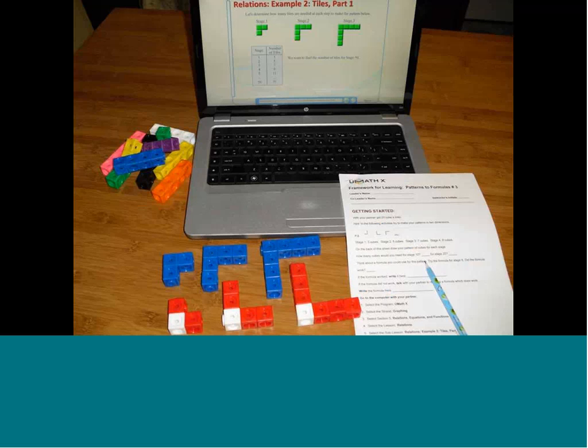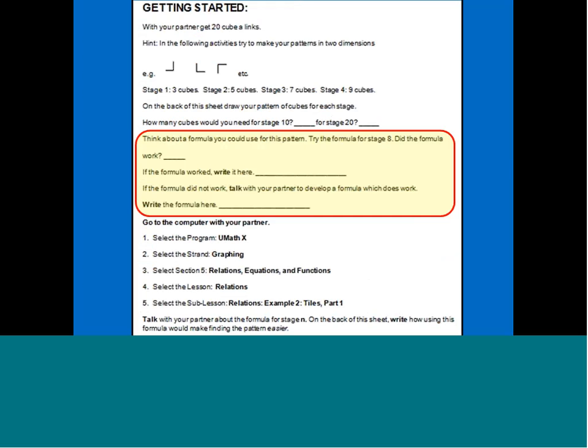Students record drawings of their models on the framework worksheet and then predict how many cubes would be needed for stages 10 and 20. Students are then asked to independently write a formula that might be used to generalize the pattern. Then students exchange ideas and test each other's formulas, revising the formulas if needed, before continuing through a second problem in UMath X.